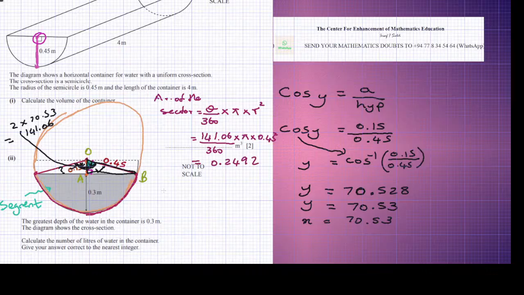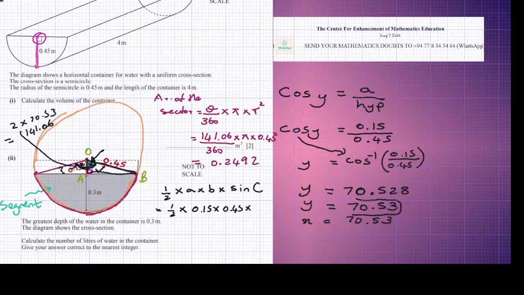How do we find that? That's area of the triangle equals half AB into sine C. So that's half times. What's A? Let's take 0.15. And what's B here? 0.45. And what is C? The angle C is this, which is Y, which we have already found out, 70.53. So sine 70.53.